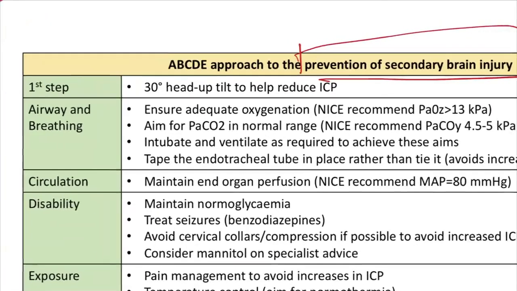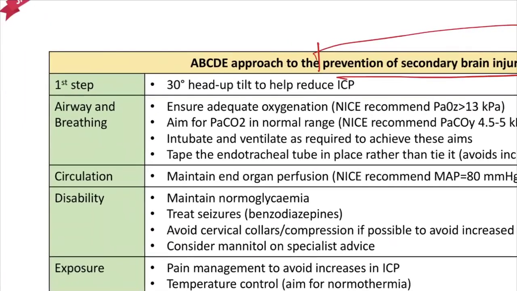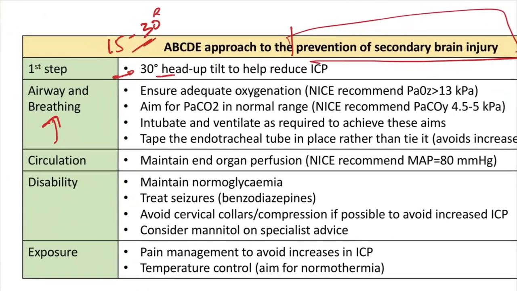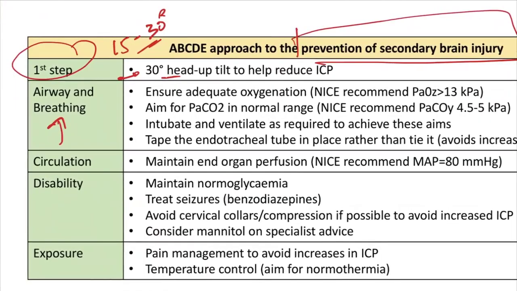The first step to prevent the secondary brain injury is doing the simple things first. 30 degrees head elevation. That is the first thing you'll be doing. You can do it from 15 to 30 degrees head elevation. Then airway and breathing. We go according to airway, breathing, circulation, disability, because it is easier to remember in that manner.